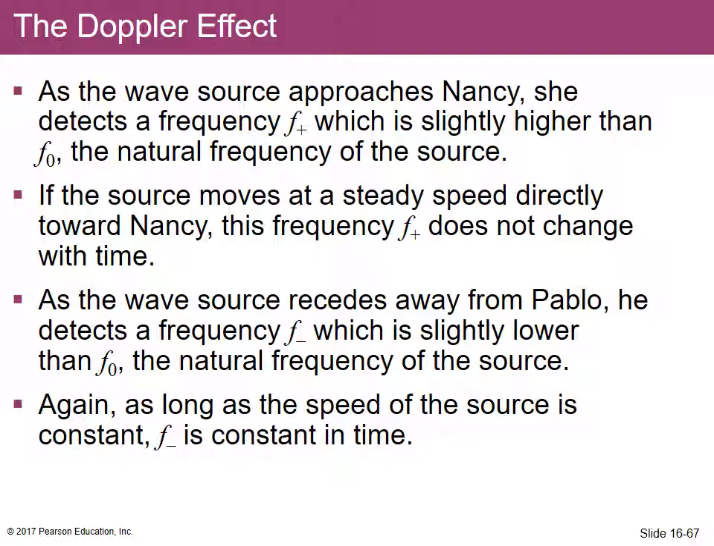As the wave source approaches Nancy, she detects a frequency which is slightly higher than the natural frequency of the source. If the source moves at a steady speed directly toward Nancy, this frequency does not change with time. As the wave source recedes away from Pablo, he detects a frequency which is slightly lower than the natural frequency of the source. Again, as long as the speed of the source is constant, Pablo hears a constant frequency.